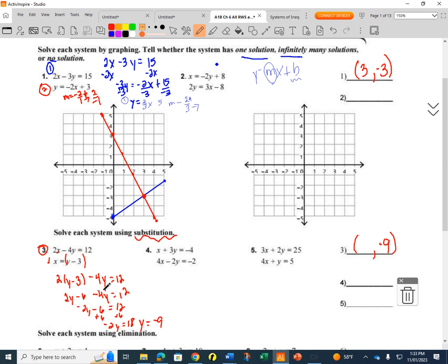Yes, and I can do it in either equation, so we might as well do it in this second one. This is the easier looking one, right? x equals negative 9 minus 3. So x equals negative 12. So that is the answer. That is the point. If we were to graph those 2 lines, they would intersect in that point.